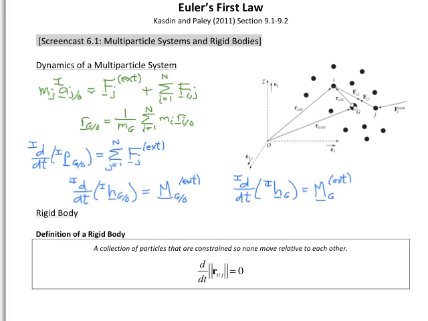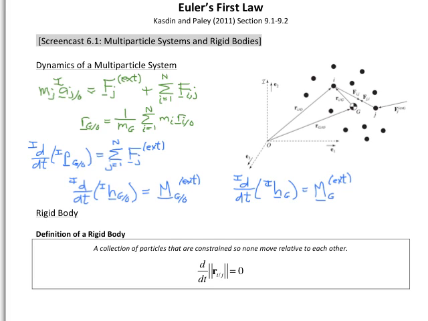But these particles can move around the center of mass, and that's what our second equation from that separation of angular momentum tells us, which is the time derivative of the angular momentum about the center of mass is equal to the external moments about the center of mass. So we get translational equations of motion from these two expressions, and then a rotational equation of motion for all the particles using this expression.